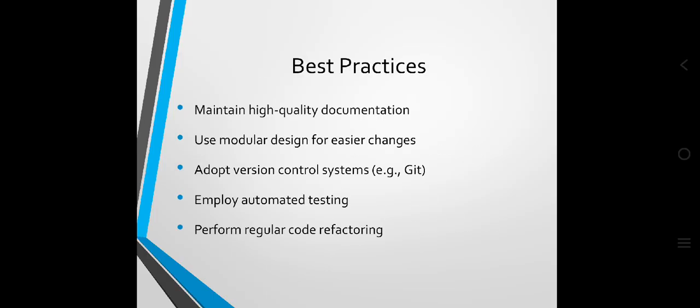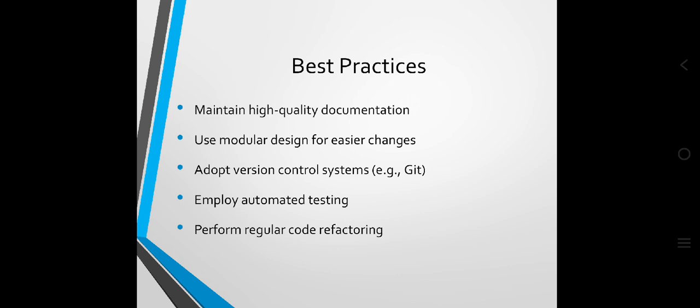To ensure effective and cost-efficient maintenance, organizations follow a set of best practices that transform maintenance from a reactive chore into a proactive strategic activity. The first best practice is maintain high quality documentation. The second one is embrace modular design. Third one is use version control. Fourth one is implement automated testing. Fifth one, practice regular code refactoring. I will explain in detail all of this.